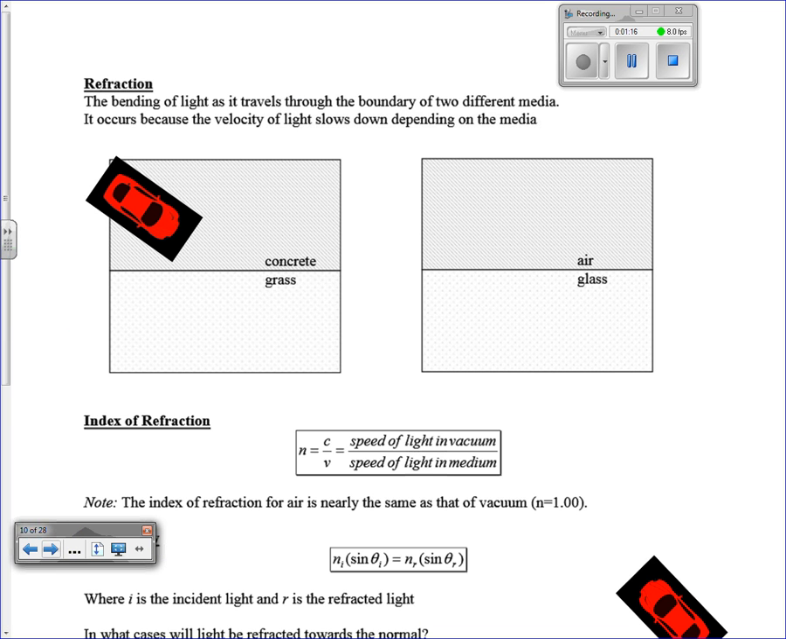So refraction is the bending of light as it travels through the boundary of two different media. And it occurs because the velocity of light slows down, or it could speed up, depending on the medium. I'd like to do a little example with you.